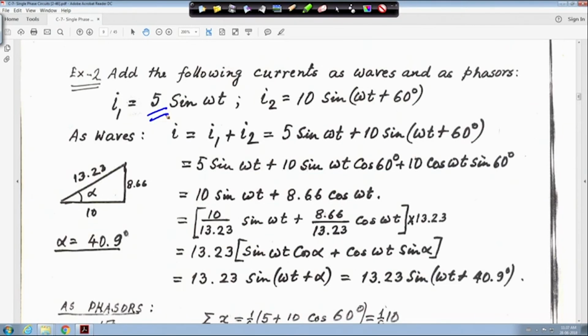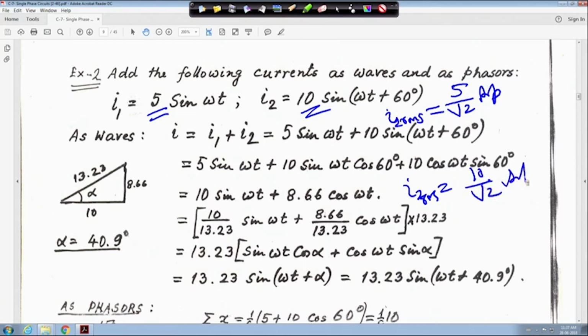So, when you do it in RMS value, I1 RMS, I am writing for your understanding, should be equal to 5 by root 2 ampere, right. Similarly, for this one, I2 should be equal to the RMS value, 10 by root 2, only magnitude you are putting, ampere, right. So, it is 5 by root 2 ampere and 10 by root 2 ampere.